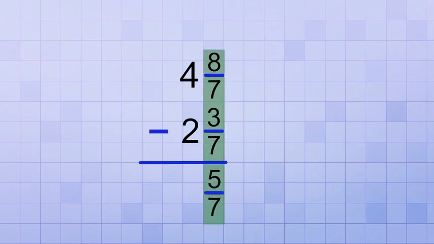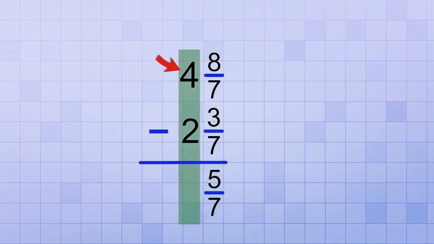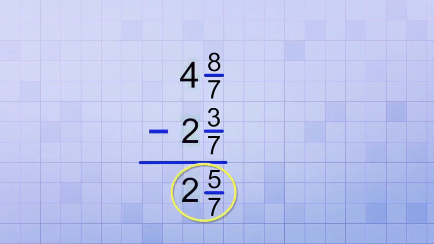And then we just need to subtract the whole number parts. The top whole number used to be 5, but we borrowed from it, so now it's 4. 4 minus 2 equals 2, so our answer is 2 5/7. Let's try another example to make sure you've got it. And let's make it a story problem this time.